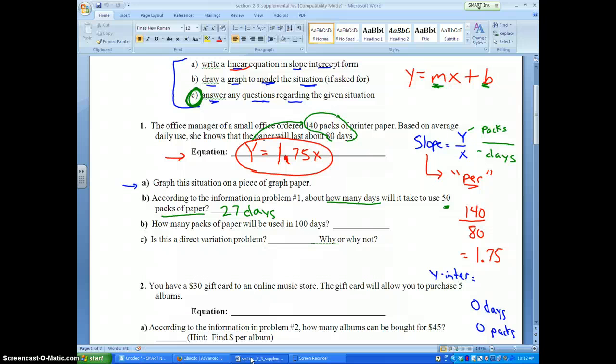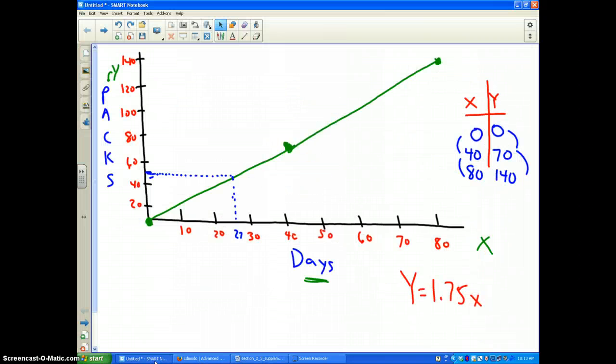Looks like I've got a lettering problem, but let's go to the second letter B here. How many packs of paper will be used in 100 days? So again, we're going to go back to our graph, and we're going to find 100 days. Now, that's off my chart. Here's about where 90 would be, and here's about where 100 would be.